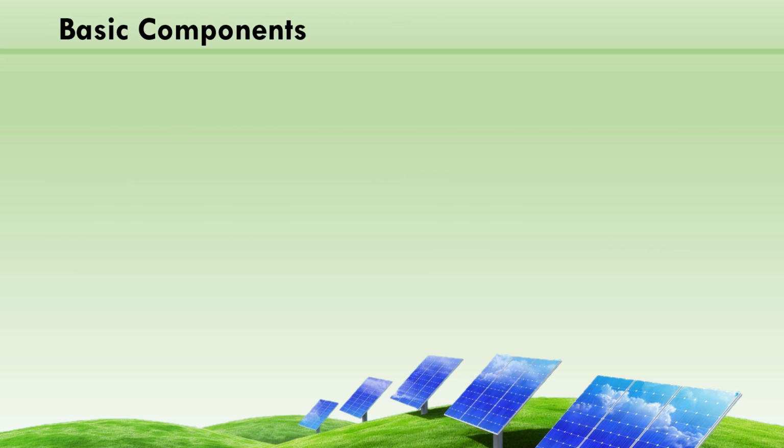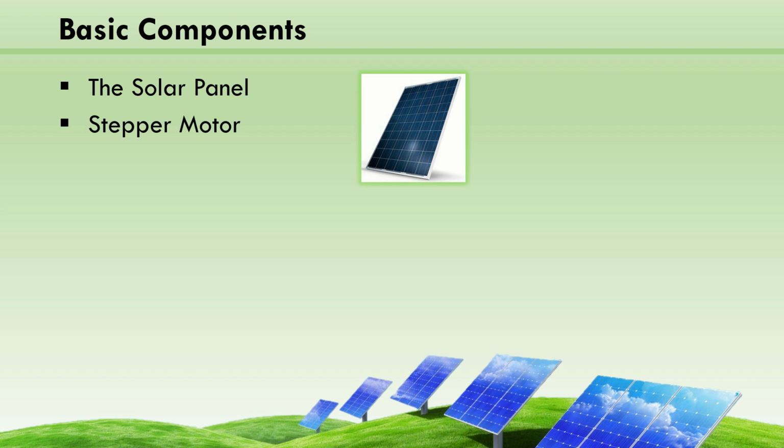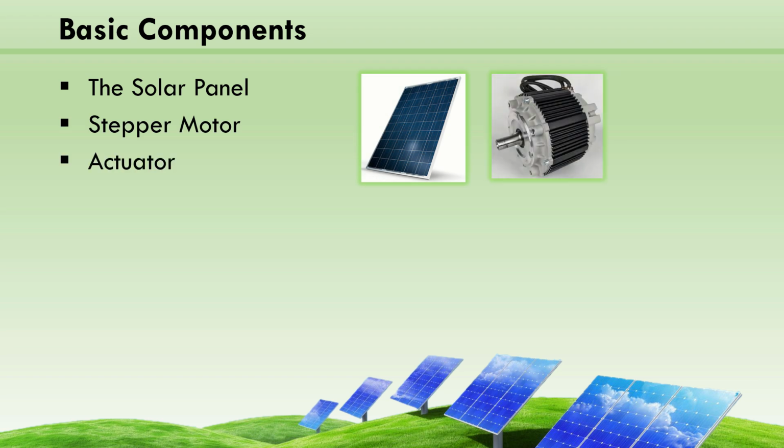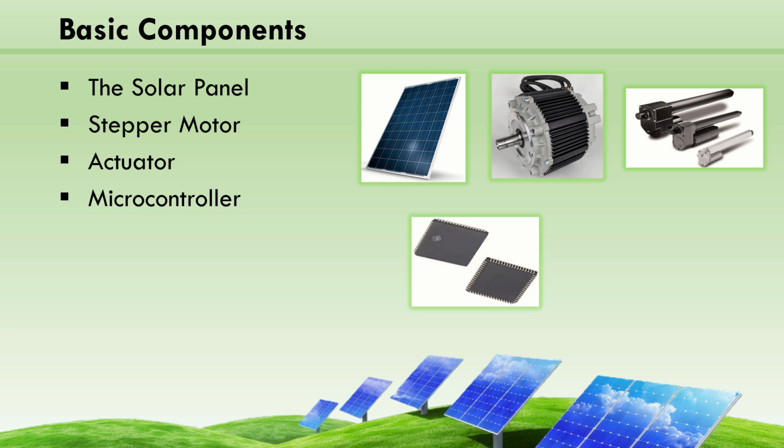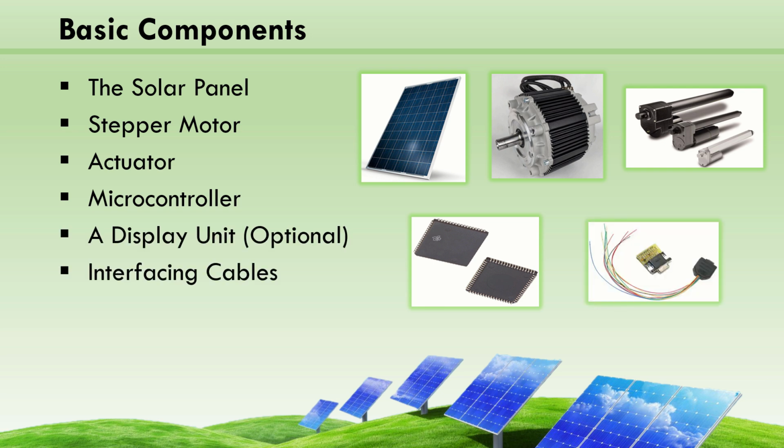Some basic components are solar panel, where it is mounted with sensors, stepper motor, which is brushless synchronous motor, and it can drive one rotation in many steps. The linear actuator is attached to the panel for angle adjustment. A master microcontroller, 89C51, which controls the automatic operation of tracking system. At last a display unit, which is optional, and interfacing cables.